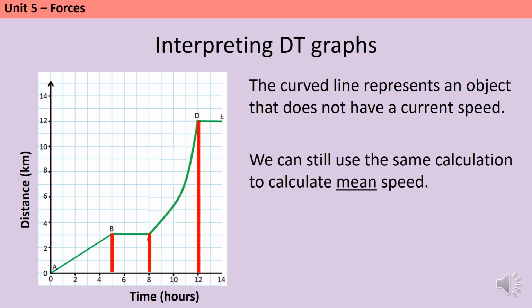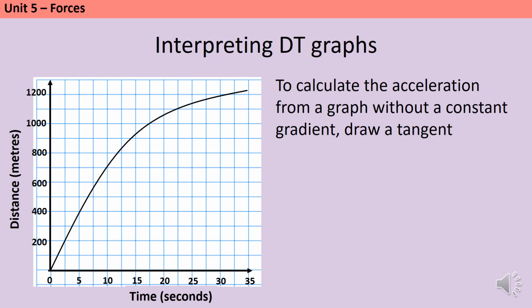If my object were accelerating, then rather than having a straight line with a constant gradient, I'd see a curved line like this. We can still calculate speed using a graph that curves, but what we have to do is take the start point and the end point and use those to calculate an average speed or a mean speed. You only need to be able to calculate the speed at a particular timestamp from a curved graph if you're doing the higher tier. This is one of the trickiest math skills in GCSE Science, but it's not so bad once you've had a practice and got the hang of it.